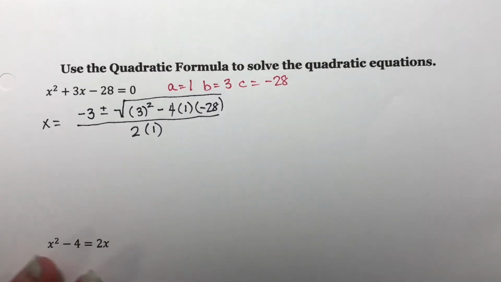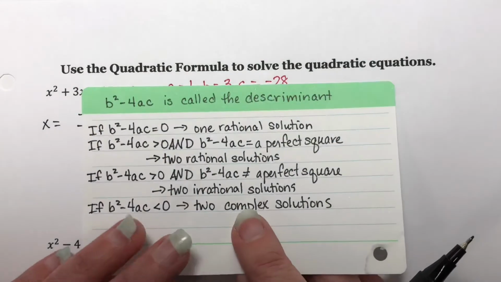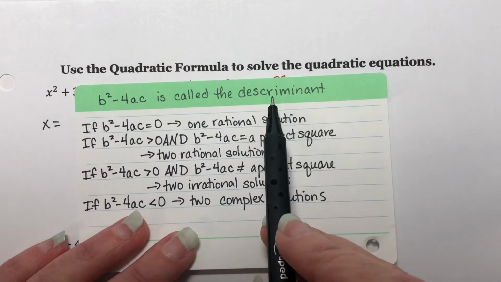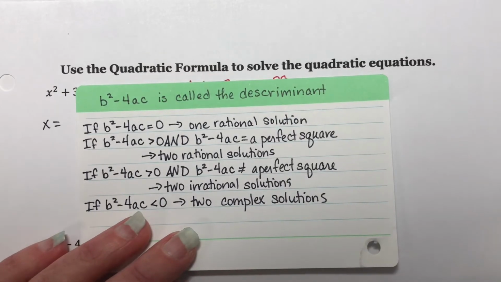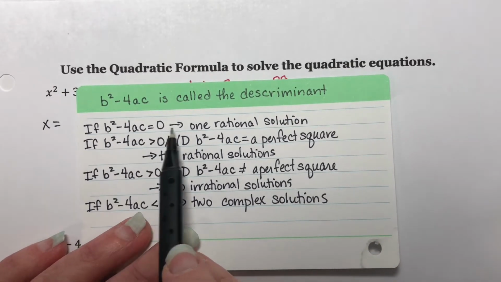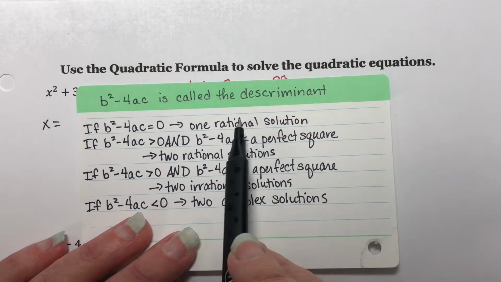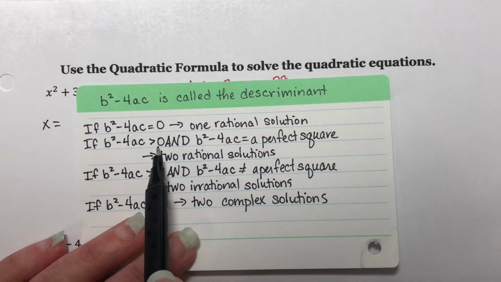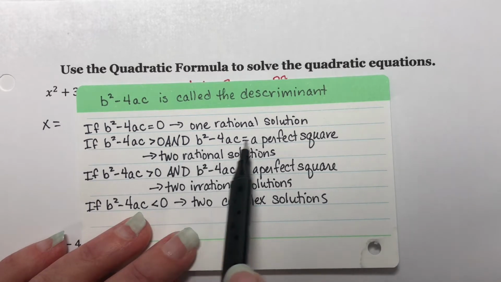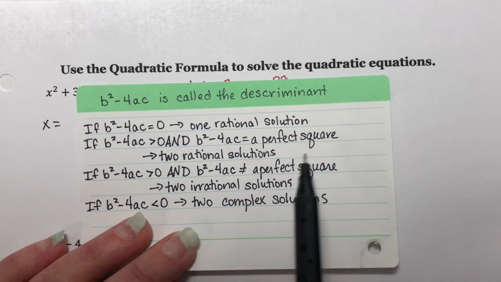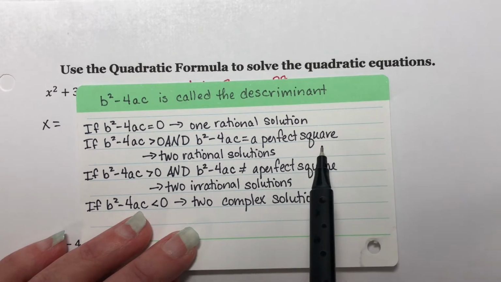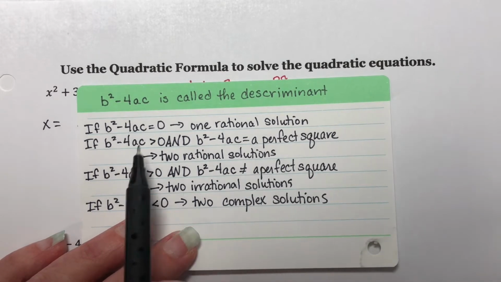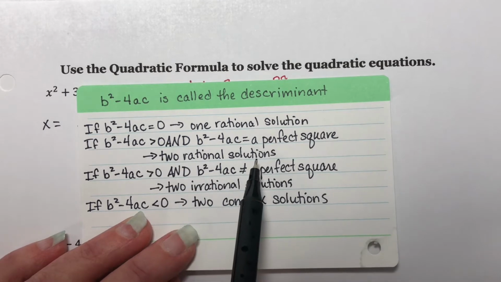And the reason for that is I have this written down on a card here. B squared minus 4ac, which is the part that's under the radical, is called the discriminant, and it tells you what kind of answers you're going to get. If what's underneath the radical is 0, you're going to get one rational solution, meaning it could be a fraction. If b squared minus 4ac is greater than 0, so it's positive, and it's a perfect square number, so like say we get 16 or something like that, then we're going to get 2 rational solutions. So we're going to have 2 answers that are going to look like fractions.